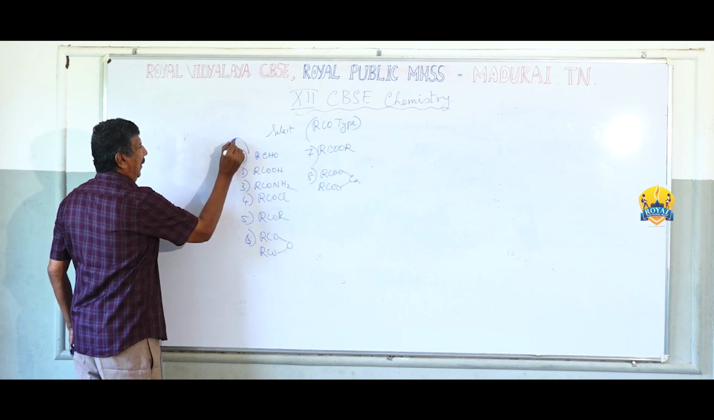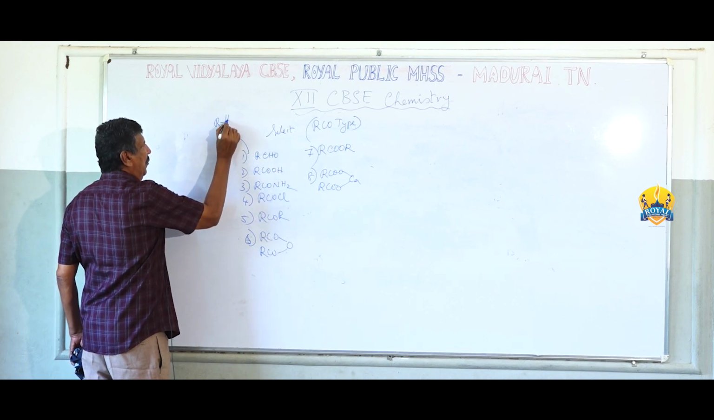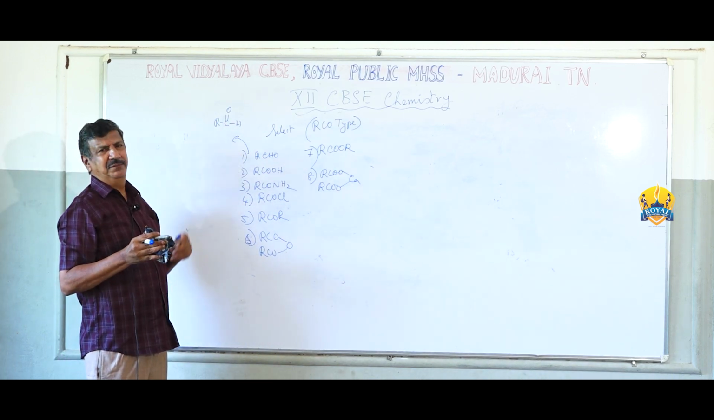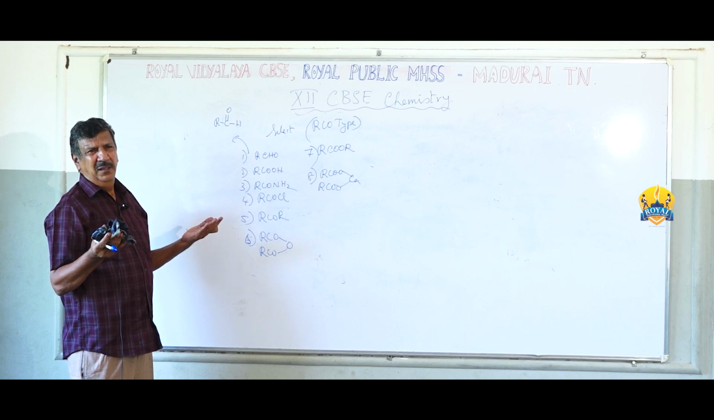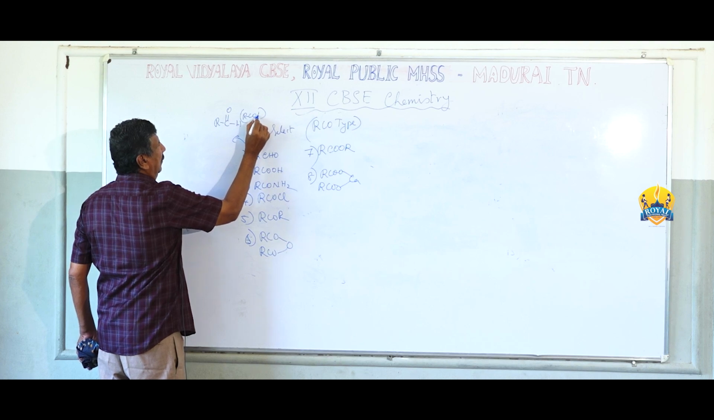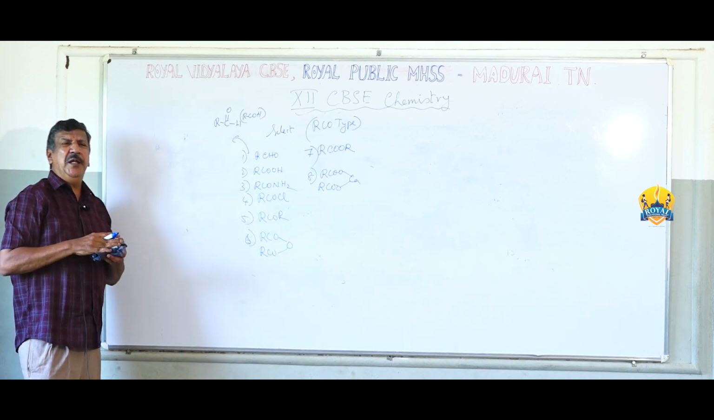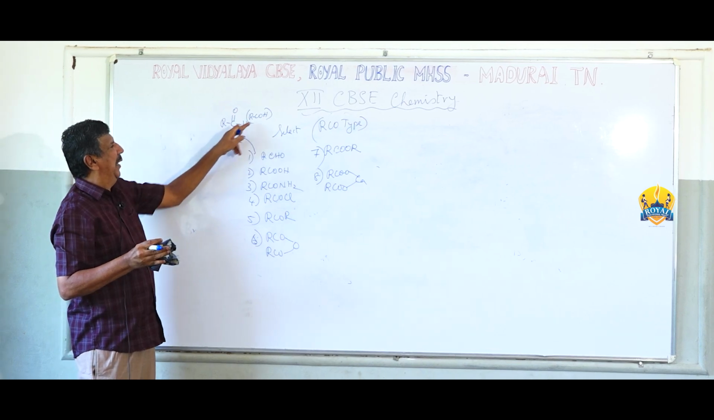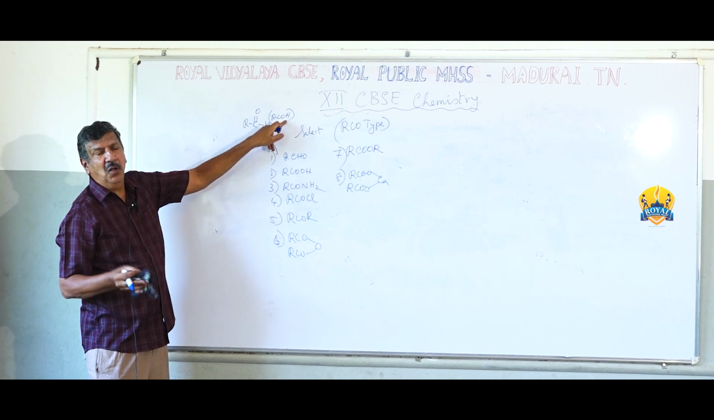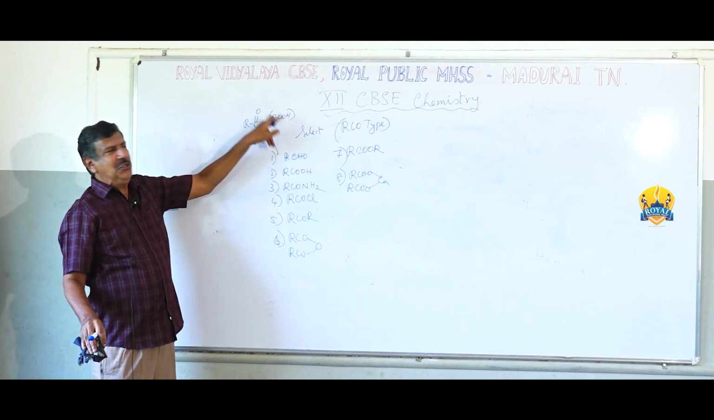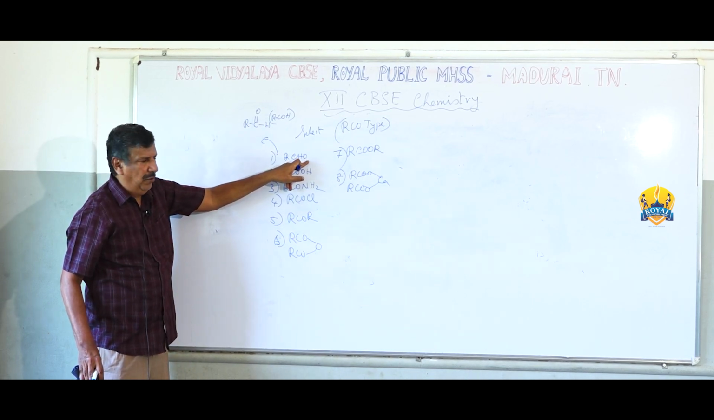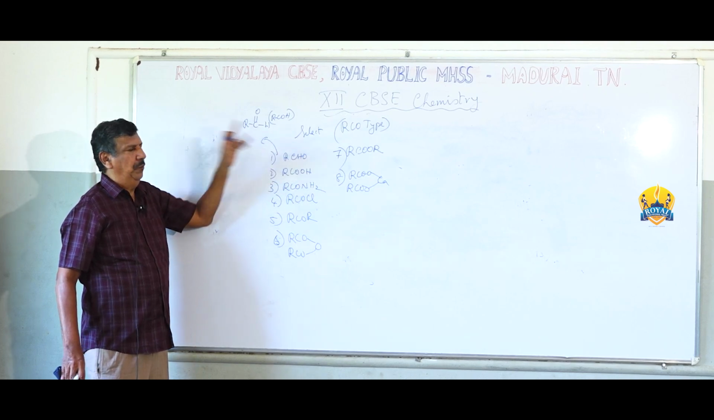You see, I am writing like this. Actually, it is RCO type, but for our convenience, we write it like this. But you cannot write this formula like this. This is wrong. You may ask me, sir, why can't you write RCOH? No, you should not write like this. Why? It looks like an alcohol, not an aldehyde. So, while writing the aldehyde, you should write RCHO, but it contains a CO group.